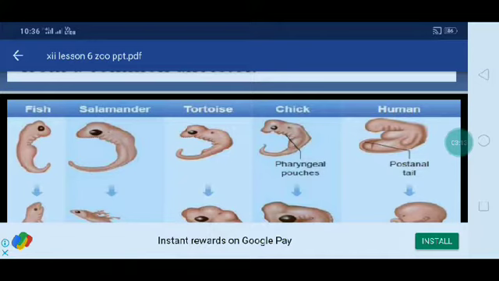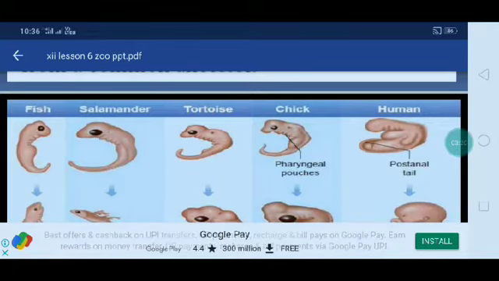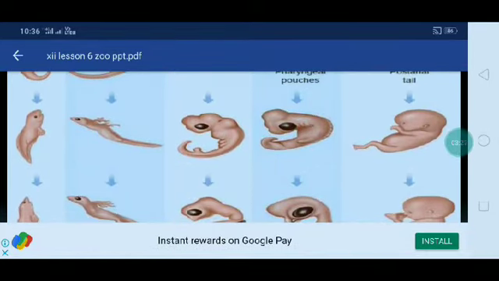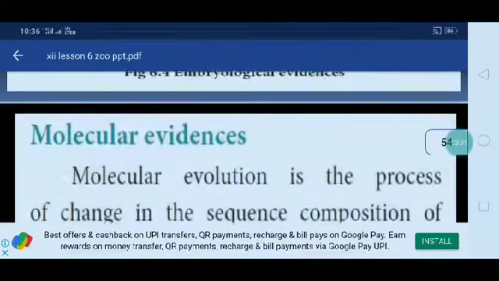You can see the fish, salamander, tortoise, chick, human. Normally the embryos look the same as a human being. After that, in a human, the pro-stellar child is also present. Theirs looks like a human embryo. Embryological evidences are also there.